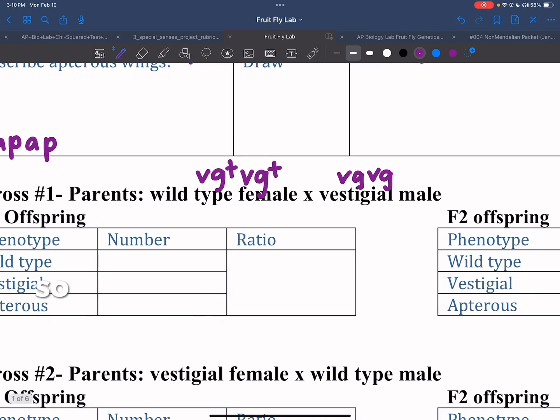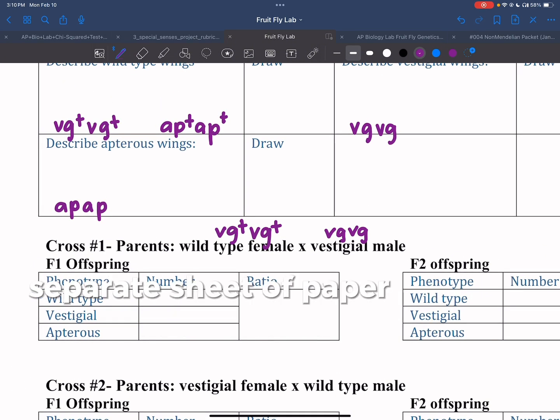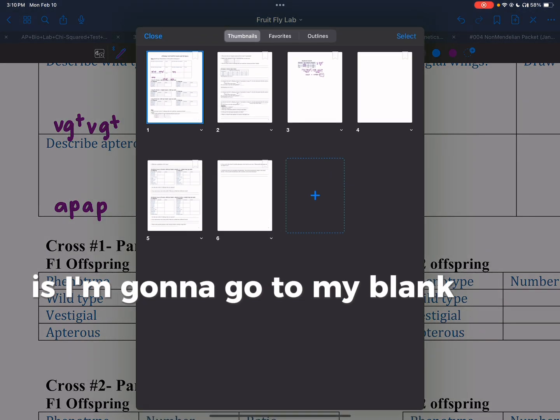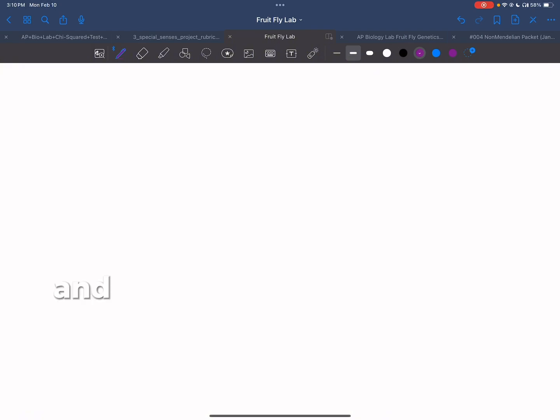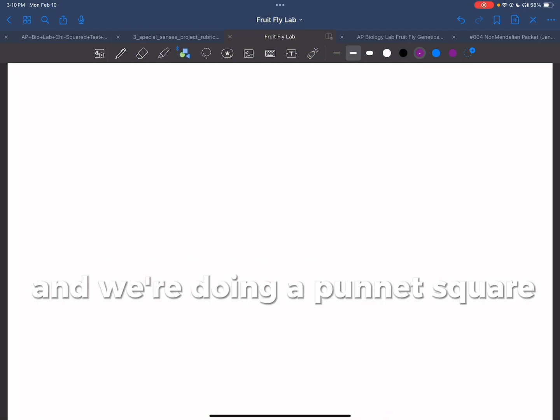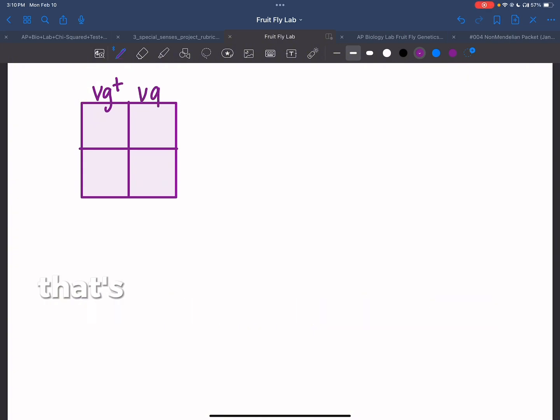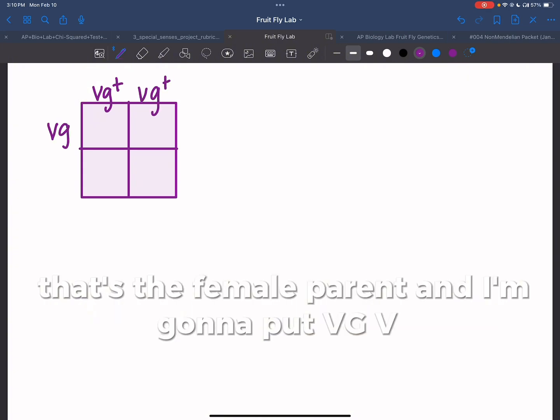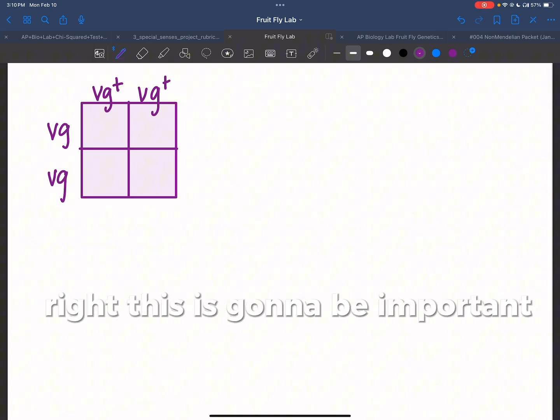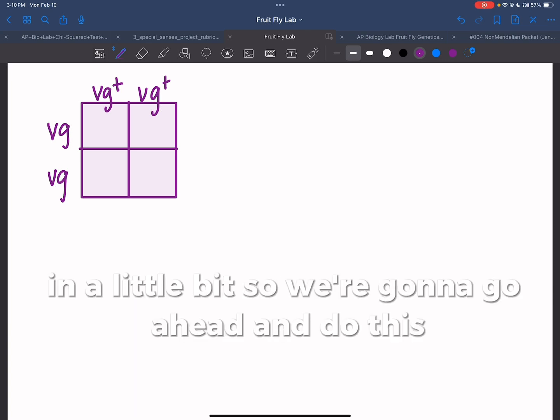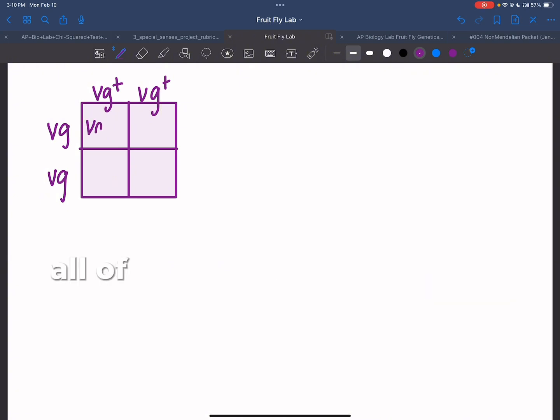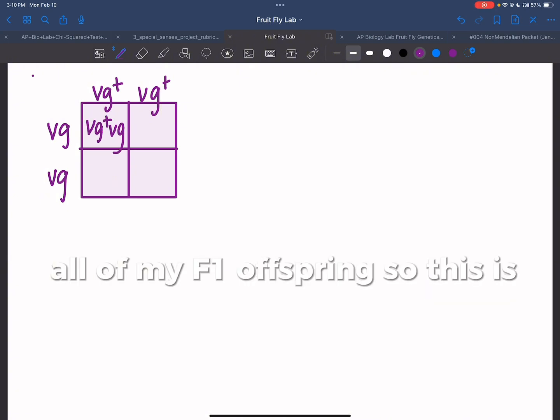Okay, so at this point you're going to have to get a separate sheet of paper to show a lot of your work. That's what I'm going to do: go to my blank piece of paper. We're taking those two parents and doing a Punnett square to cross those parents together. So I have a Punnett square here, and I'm going to put VG plus, VG plus, that's the female parent, and I'm going to put VG, VG, right? This is going to be important in a little bit. And so we're going to go ahead and do this. All of my F1 offspring, so this is my P parental of cross number 1.